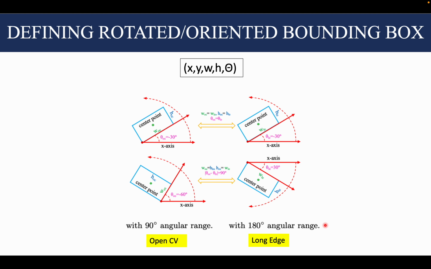Another thing to note here is that if we consider these two cases of OpenCV and longest definitions, these are equivalent. That means the width, the height and the angle are exactly the same in both definitions. However, when we look at the bottom case, what we find is there is an interchange in the width and the height, and the angle defined in both these cases has a difference of 90 degrees.